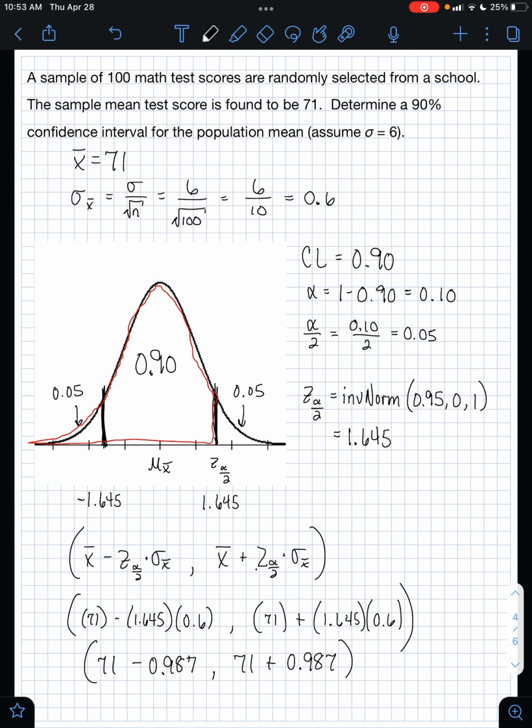What this ends up giving us then is the value 70.013, and on the other side, 71.987. So what we have now is a range of values, 70.013 to 71.987. And what we're saying is that we are 90% confident that the population mean is between 70.013 and 71.987.